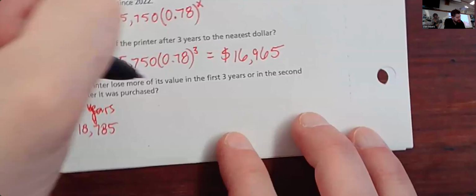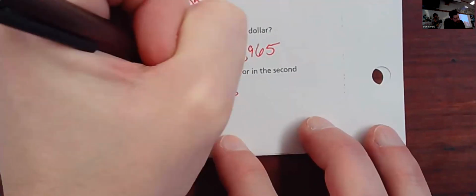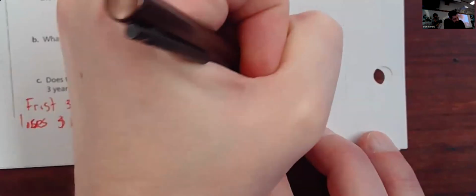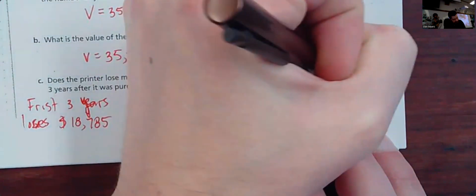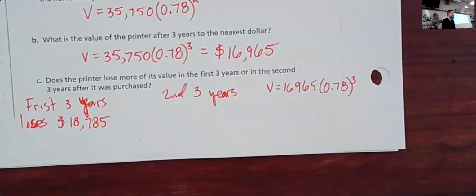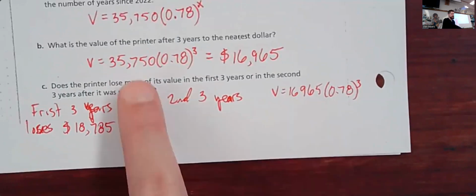In the second 3 years, it's going to lose, let's see, 16,965 times 0.78 to the power of 3. So we just use that same function again, but our new value is 16,965 as opposed to 35,750.